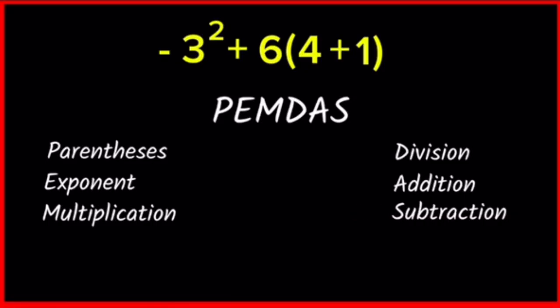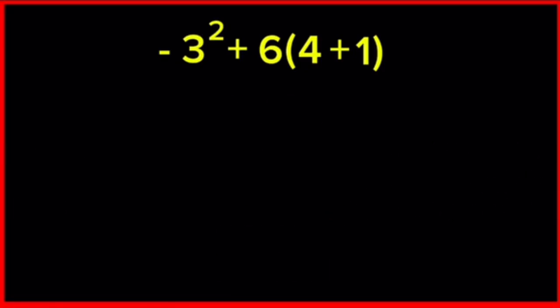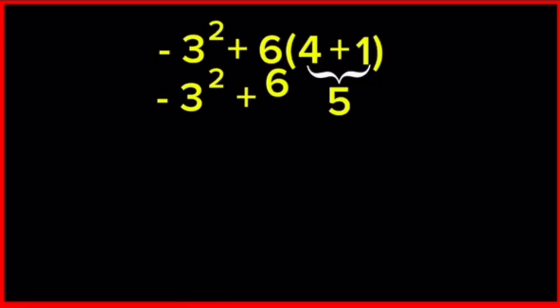So now let's solve the problem step by step. We start with the parentheses because that comes first in PEMDAS. Inside the parentheses we have 4 plus 1, which equals 5. So now the problem becomes negative 3 squared plus 6 times 5. And this right here is where most people get confused.